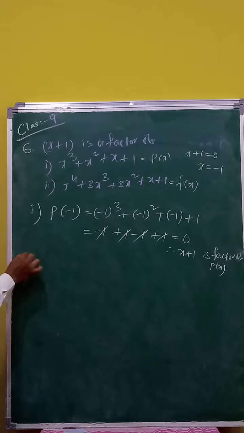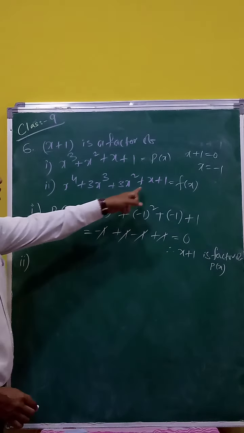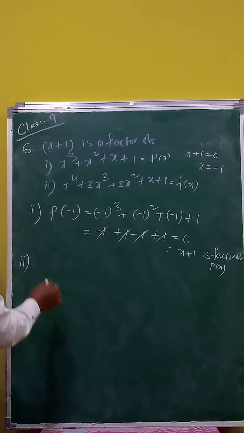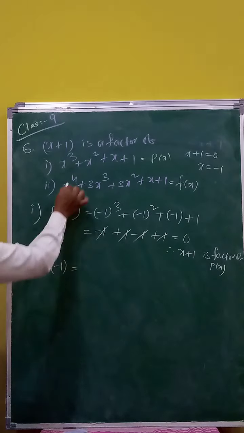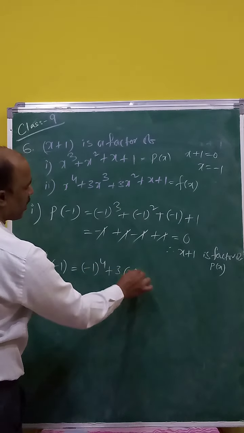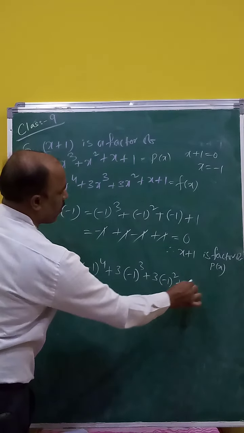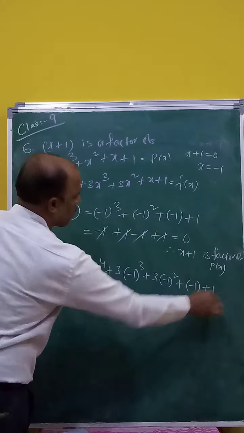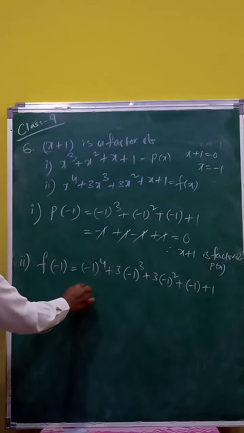What is the second one given? f(x) = x⁴ + 3x³ + 3x² + x + 1. Check whether it is correct or not. What is the x value? Minus 1. Apply the same value here: (minus 1)⁴ + 3(minus 1)³ + 3(minus 1)² + (minus 1) + 1. Here the power is an even number, so it is plus.